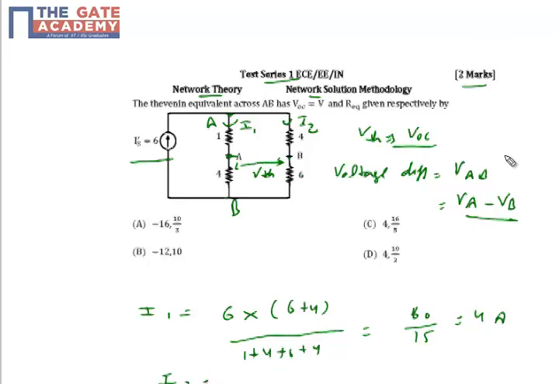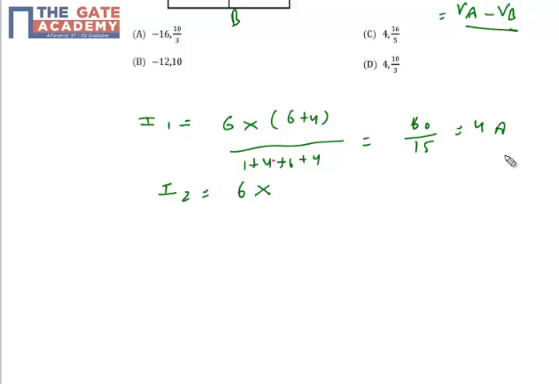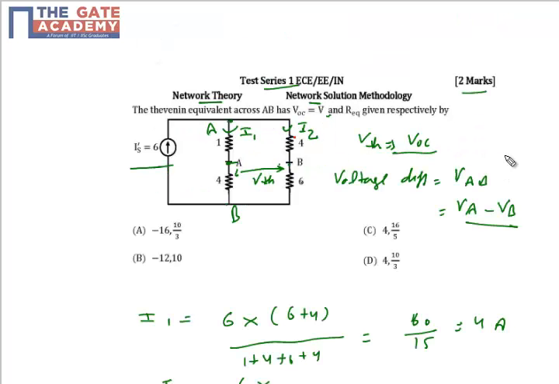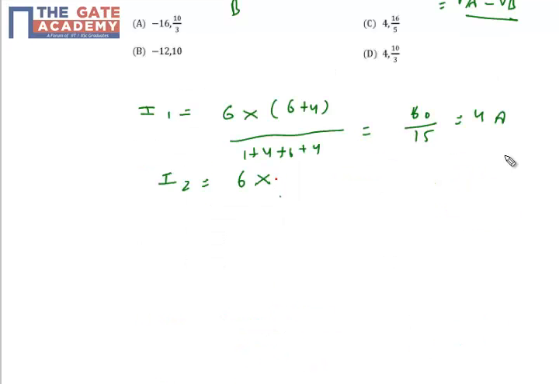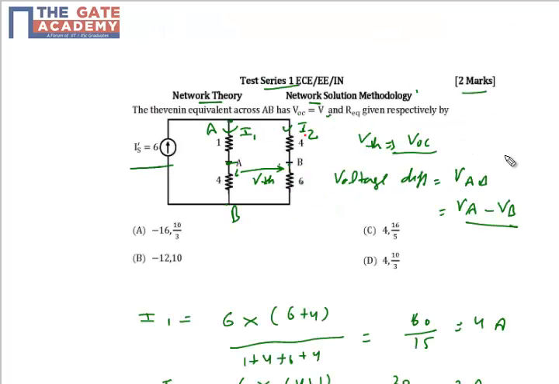Similarly I2, again current divider, very simple problem. I2 is the current across this branch, 4 ohm and 6 ohm. So I2 is total current 6 into the resistance of the other branch, which is 4 plus 1, which is 5, upon 1 plus 4 plus 6 plus 4. So it is like 30 upon 15, which is 2 ampere. So now we have I1, we have I2.